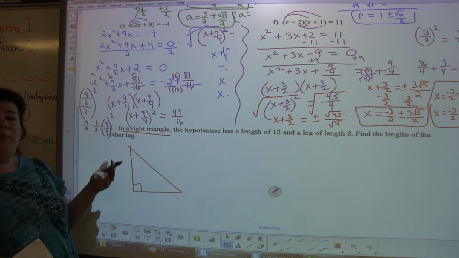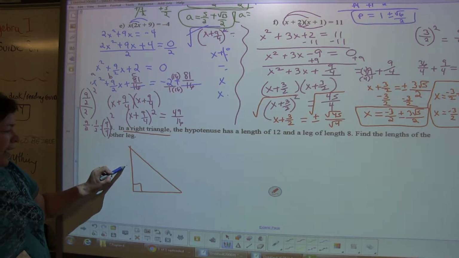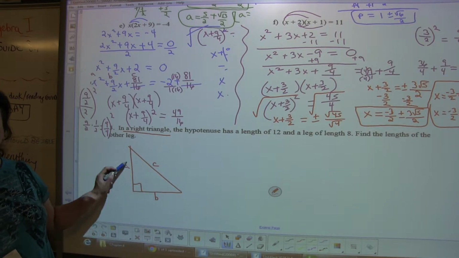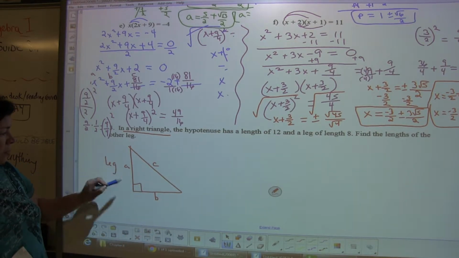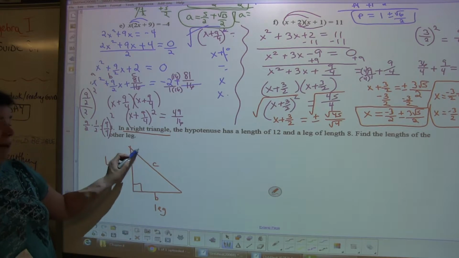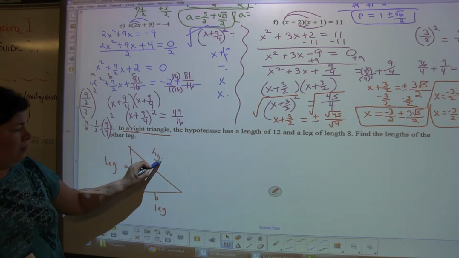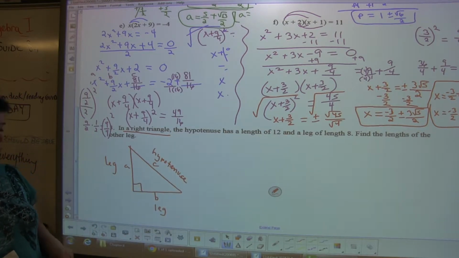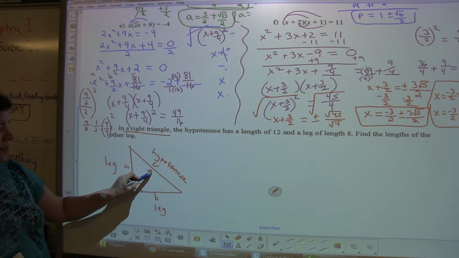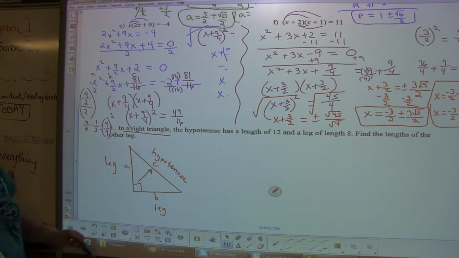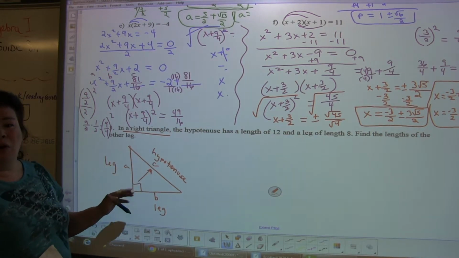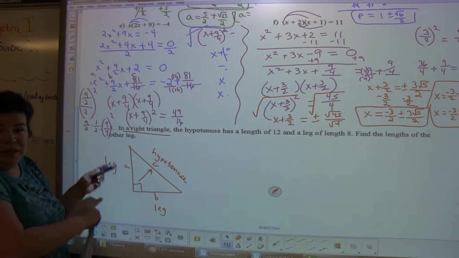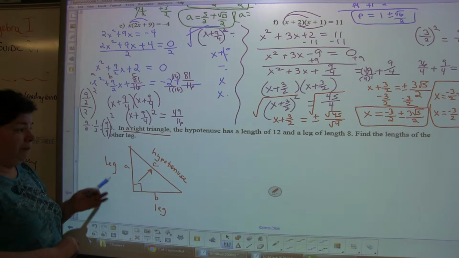And the other parts of the triangle is that we're going to designate some letters, and A and B are the legs of the triangle, and the hypotenuse is always the longest side of the right triangle, and it's always opposite of the right angle. So the hypotenuse really is always the C value, where the legs can be A or B interchangeably. It doesn't matter which leg is A or which leg is B.